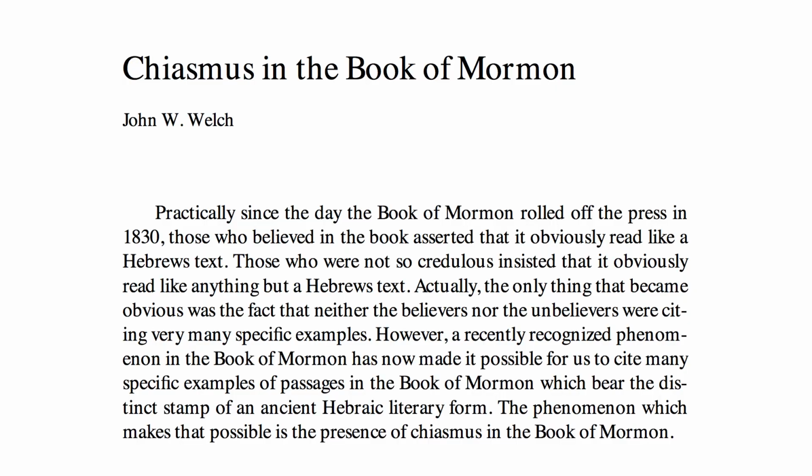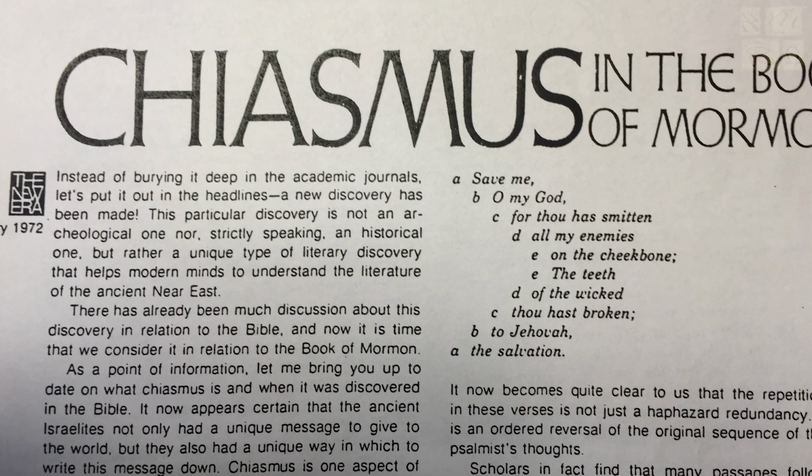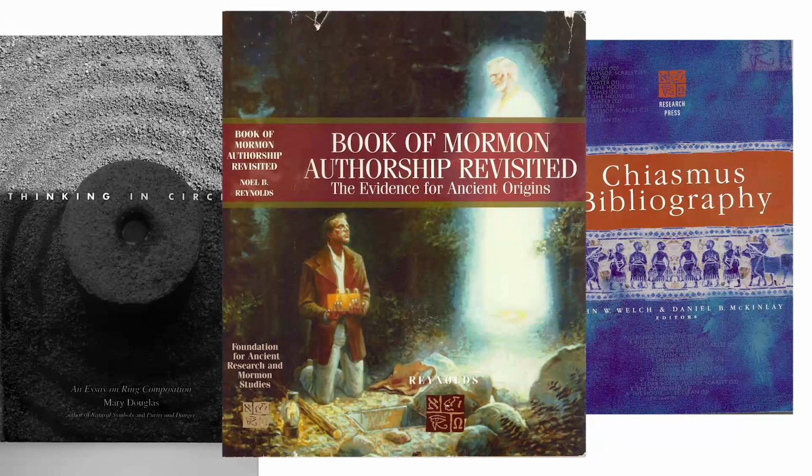Dad published a landmark article in the University Journal BYU Studies in 1969, and then while he was studying at Oxford, he published a popular version of his discoveries in the church magazine The New Era in 1972. Since then, there's been a lot more study and papers and books, but that is how it was first discovered. So what does it mean?